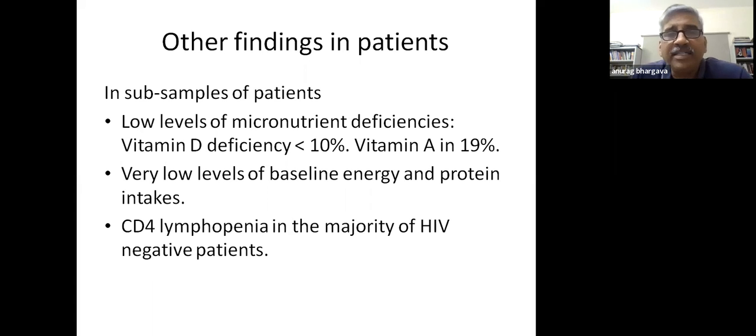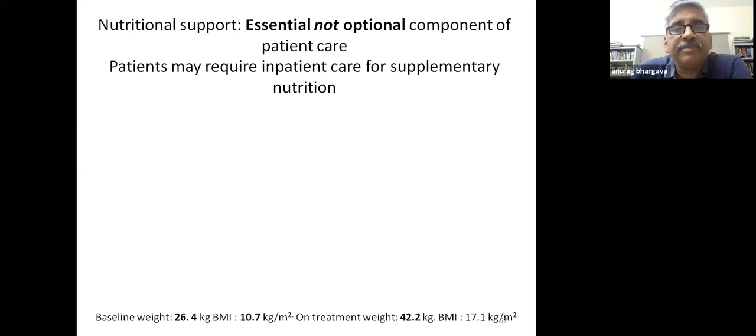Other interesting findings in the baseline were that we found low levels of micronutrient deficiencies, and this refers only to vitamin A and D. Vitamin A levels can be lower in active TB, and they can return to normal. They had very low baseline energy and protein intakes, and CD4 lymphopenia was seen in the majority of these patients who are actually HIV negative.